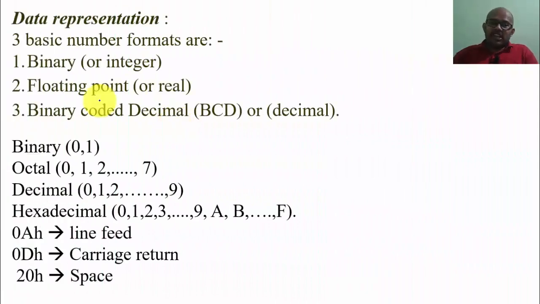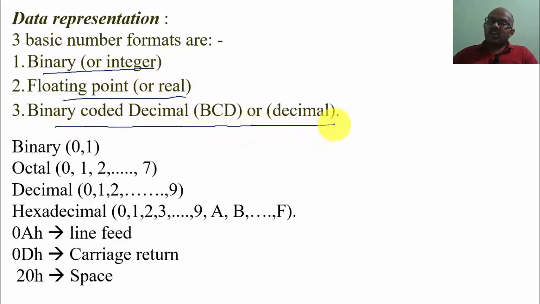Now, if I am talking about data representations, you can classify the data representation in three ways: binary or integer, floating point or real, binary coded decimal or BCD or decimal. If I am talking about binary, the values are 0s and 1s. If I am talking about octal, 0 to 7. Decimal means 0 to 9. Hexadecimal, 0 to 9 followed by A, B, C, D, E, F.